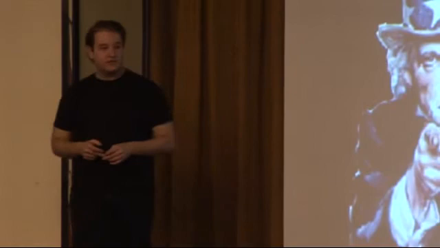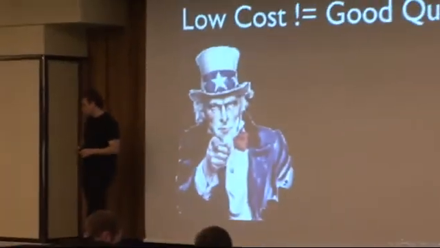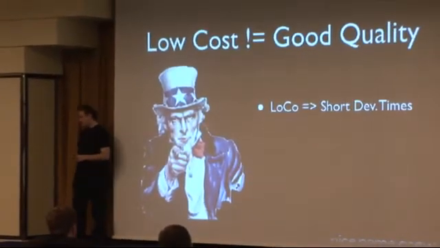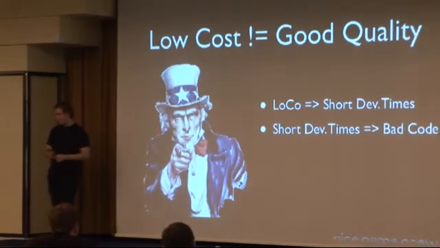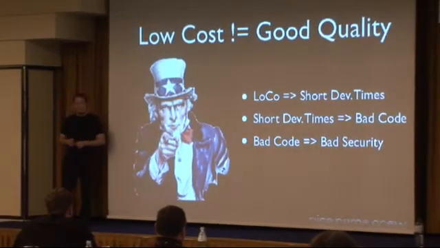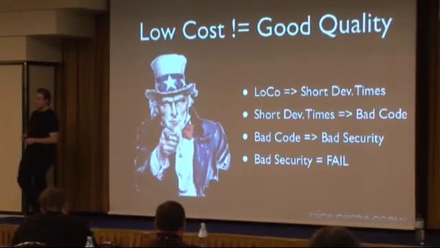So let me wrap up real quick. The problem with home routers is that they are low-cost devices, which of course means not so good quality. And not so good quality, of course, means low dev times. From there on, you of course get bad code. And bad code means bad security. And bad security is the ultimate fail.